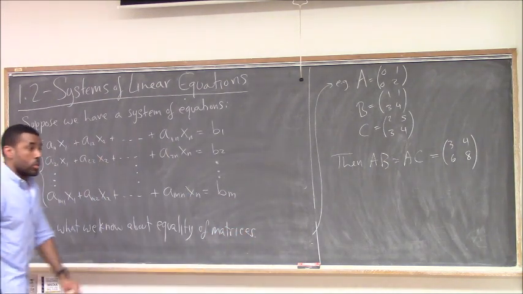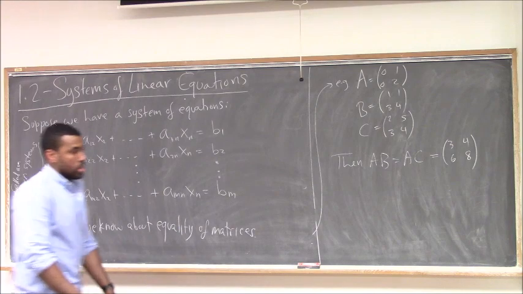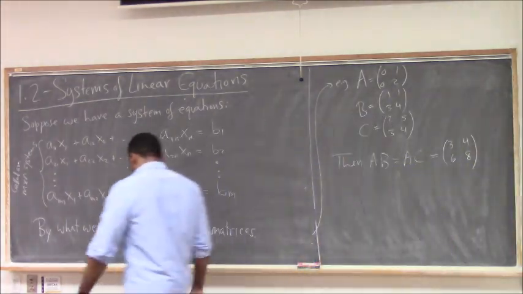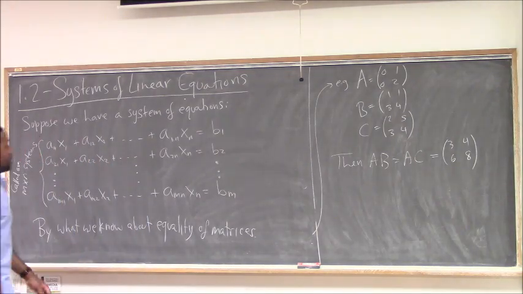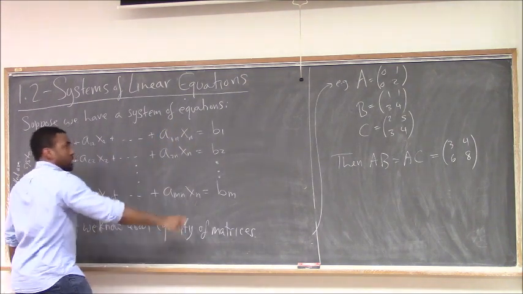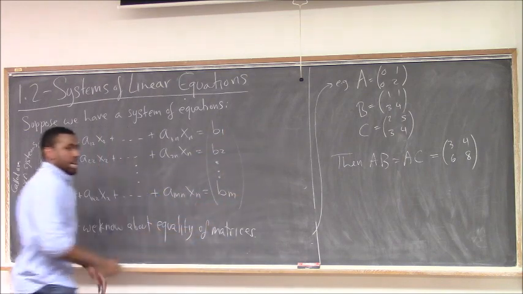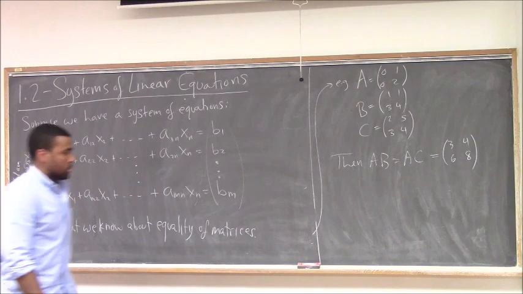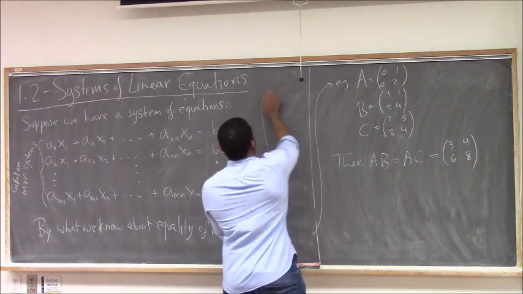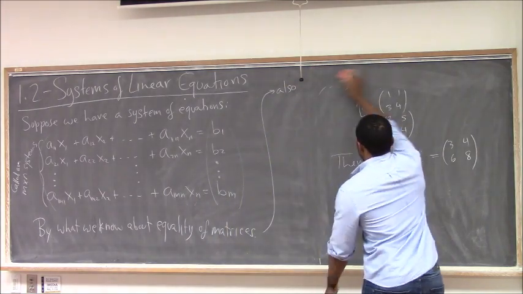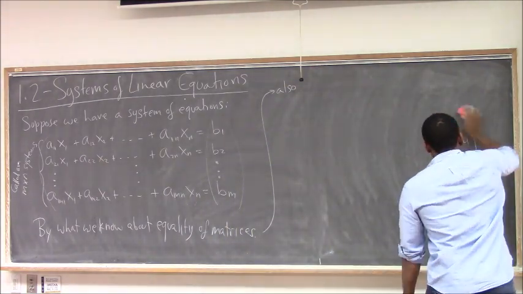The idea is, what we know about equality of matrices is that if this equals this, I can put this inside one huge matrix, and that inside one huge matrix, and the equality will be maintained, because the corresponding components will be equal. Also, by what we know about matrix multiplication, I can rewrite this system.